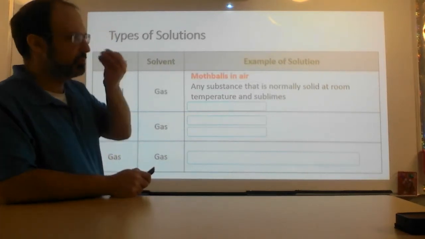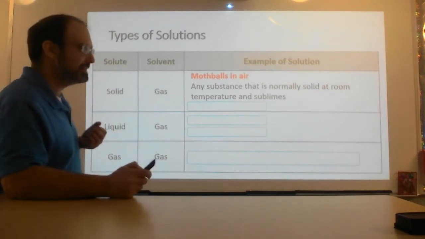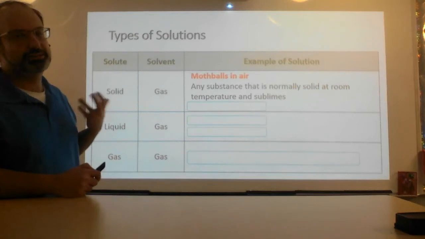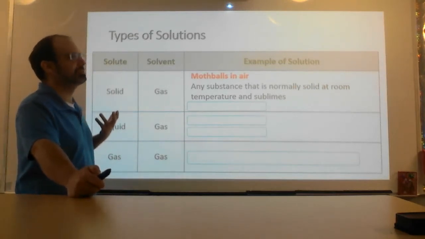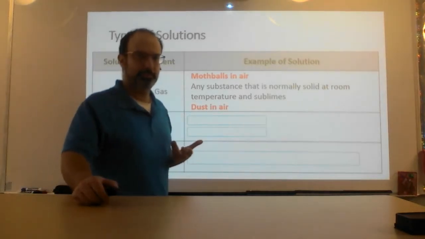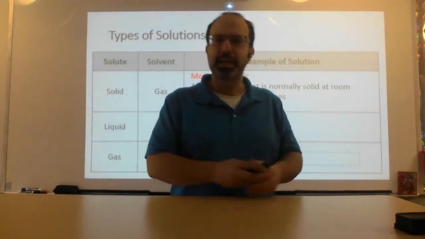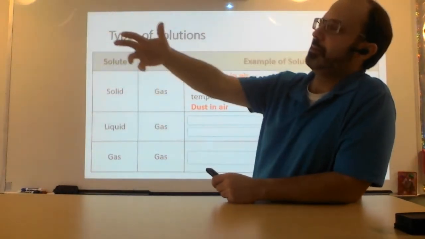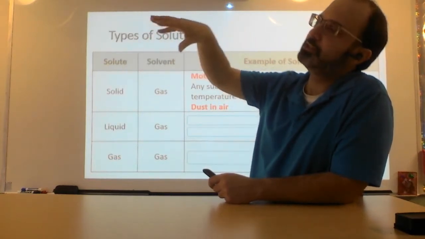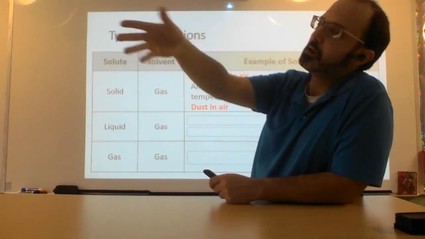mothballs in air. If you've ever smelled mothballs, the naphthalene, that's a solid particle of the naphthalene molecule floating in the air. In a lot of ways, you think of it as a suspension, but it's a solution. And the big one, dust in air. Dust in air, right? If there is a sunbeam coming in, and you look in the sunbeam through the window there, you'll see there's dust floating in the air.